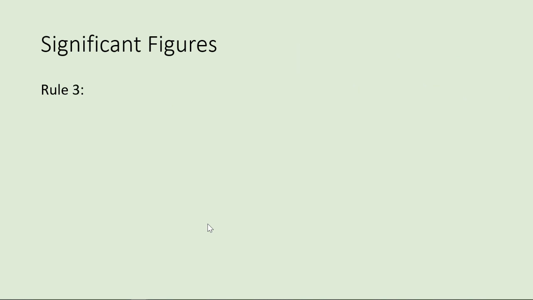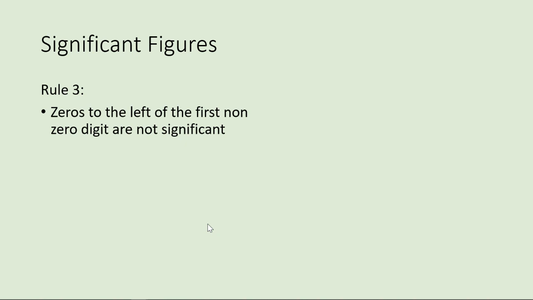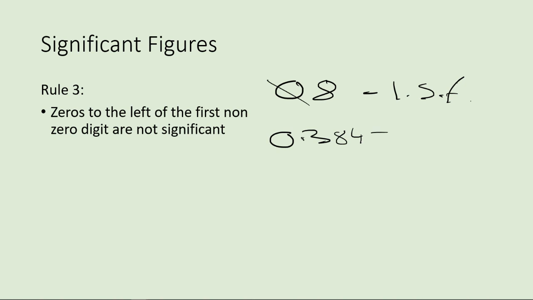The third rule is that zeros to the left of the first non-zero digit are not significant. So if you had 0.8, this 0 is to the left of your first non-zero digit, doesn't count, that's just got 1 significant figure. 0.384, again, 0 to the left, not significant, 3 significant figures. So zeros to the left of the first non-zero digit are not significant.